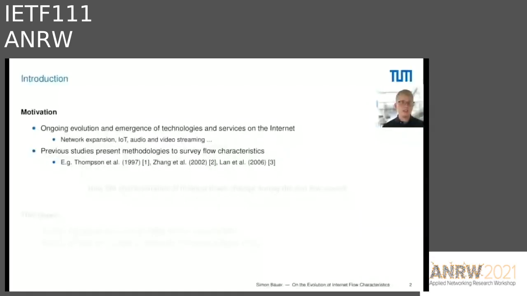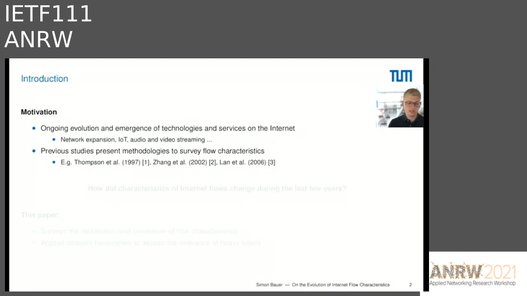Hi everyone, my name is Simon Bauer. I'm a research associate at the Technical University of Munich, at the Chair of Network Architectures and Services. And today I want to talk about our work on the evolution of internet flow characteristics. As we all know, there's ongoing change on the internet regarding new technologies, adapting user behavior, or changing internet services. We are all aware of improving network expansions. We all observed the smartphone boom during the last decade, we are aware of the Internet of Things that rises, and of course, we know about audio and video streaming services.